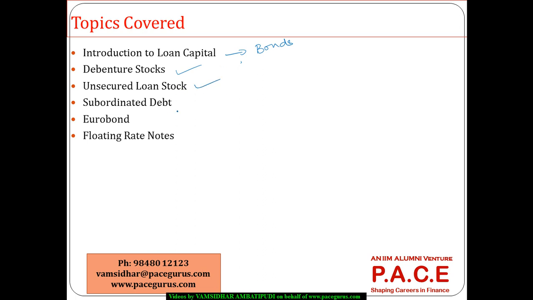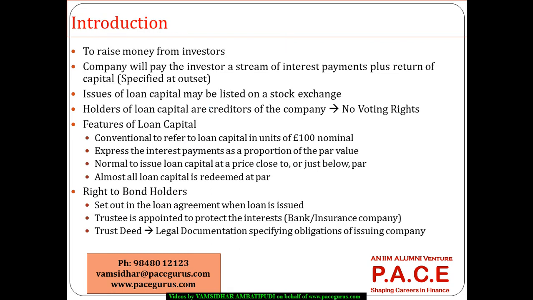Then what do we mean by unsecured loans? Then what is the subordinated debt? These are all different forms of loan capital. Even in the international market, we talk about the Eurobonds. And finally, we will also try to understand what are the floating rate notes. Now, when I'm trying to understand all these, I should be able to differentiate between each of the types of the debt capital. So, why does an organization require a loan capital?